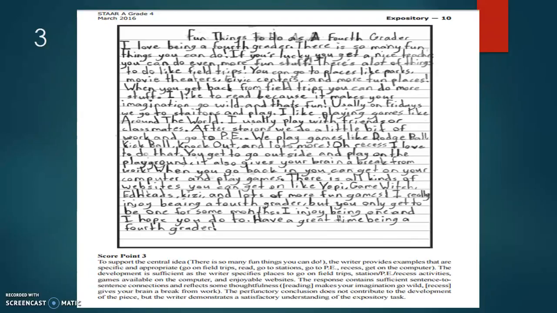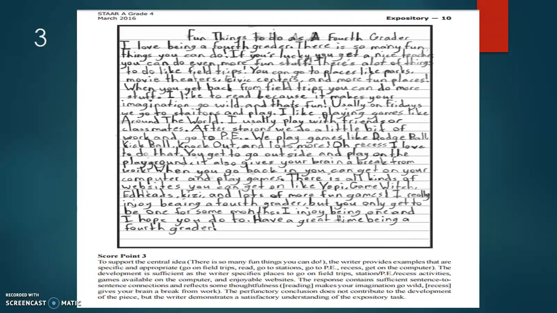I like to read because it makes your imagination go wild, and that's fun. Usually on Fridays, we go to stations and play. I like playing games like Around the World. I usually play with friends or classmates. After stations, we do a little bit of work and go to PE. We play games like dodgeball, kickball, knockout, and lots more.